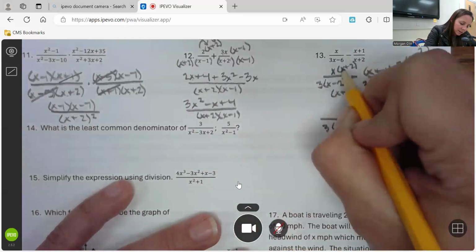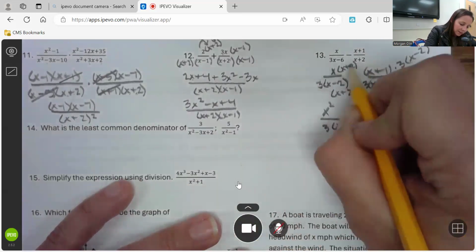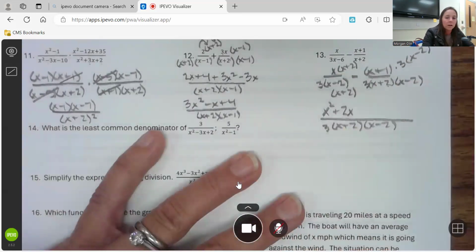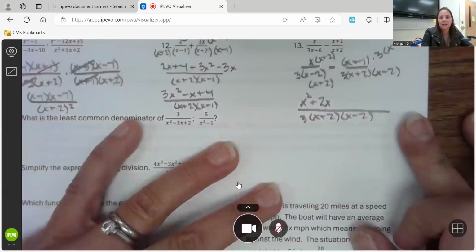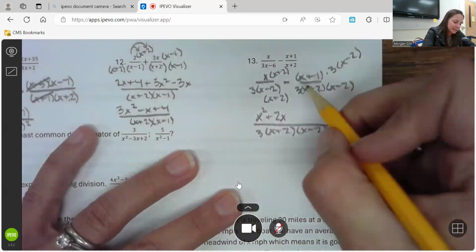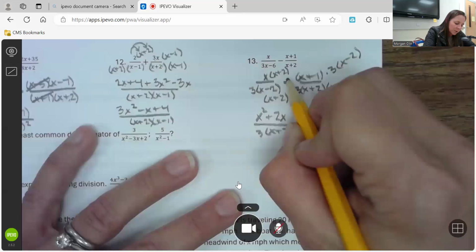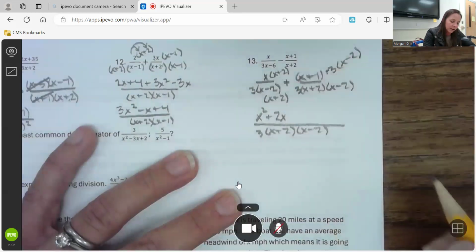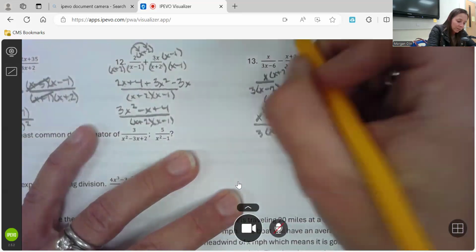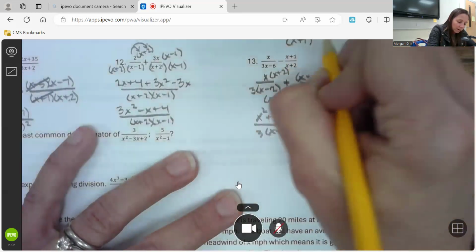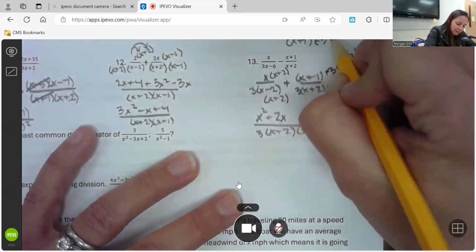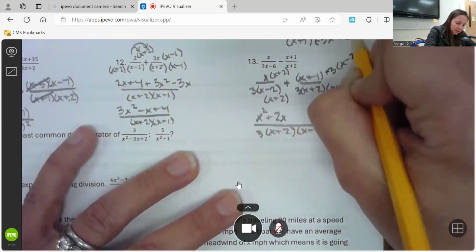Now here, x times x is x squared. X times 2 is 2x. Now be careful. We've got this minus sign. Okay, we can put this on the 3, the negative 3. Now, the negative 3 only gets distributed into one of these. So I'm going to have x plus 1 times negative 3 times x is negative 3x, and negative 3 times negative 2 is positive 6.